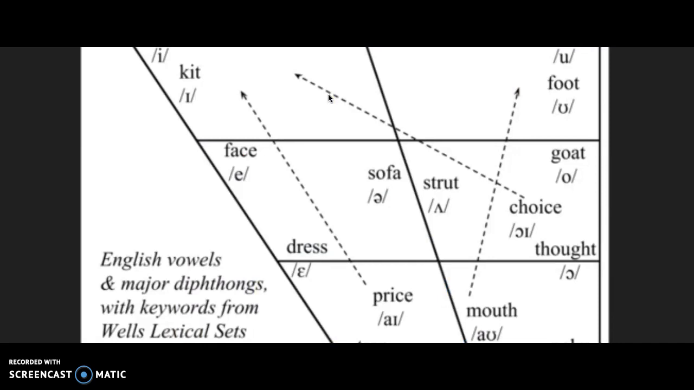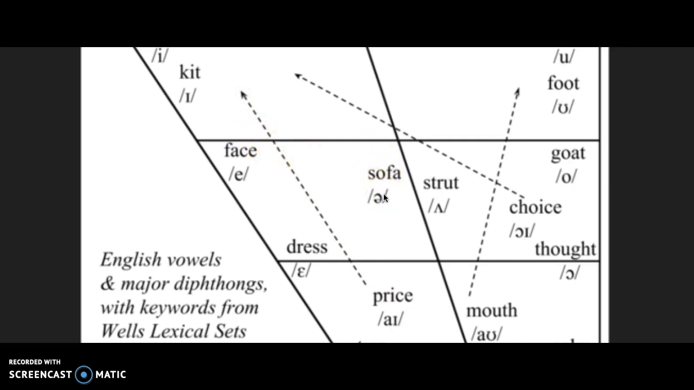So here's that vowel chart close up again with some keywords. So we've got the E sound in fleece, I in kit, A in face, right? E in dress, A in trap. And then the diphthongs have their little dotted arrows. So we start with I, and we come up to the I sound for price, I, price.